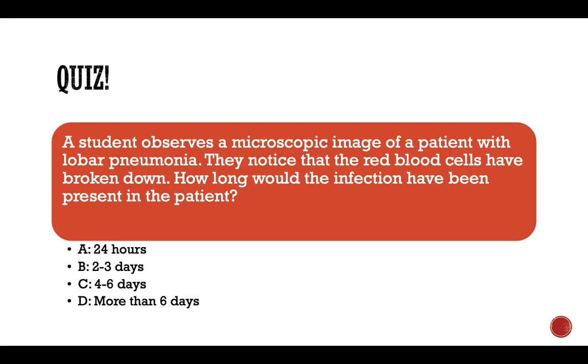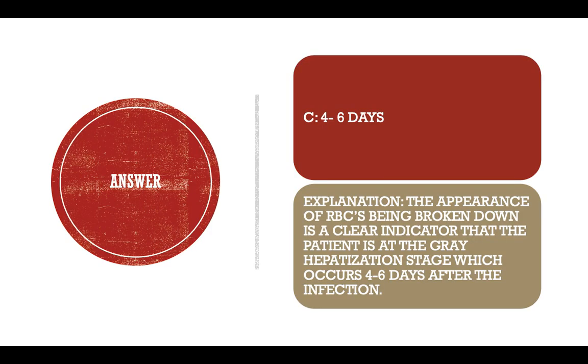For the quiz, the question I posed was: a student observes a microscopic image of a patient with lobar pneumonia. They noticed that the red blood cells have been broken down. How long would the infection have been present in the patient? The answer is 4 to 6 days, because the appearance of red blood cells being broken down is a clear indicator that the patient is at the gray hepatization stage, which occurs 4 to 6 days after the infection.